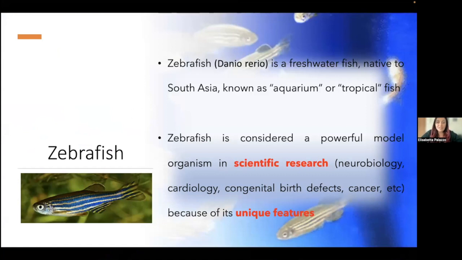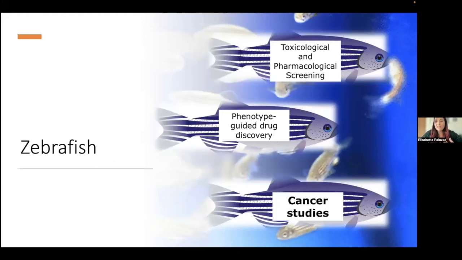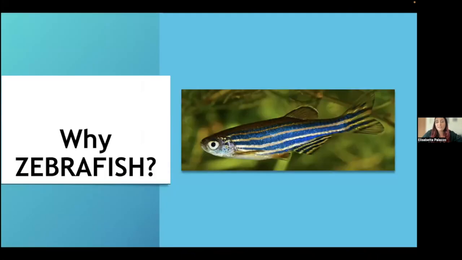But in recent years, it has come to be considered a really powerful model organism in scientific research. Let's think about the fields of neurobiology, cardiology, congenital birth defects, and cancer. This is because of its unique features. These features allow researchers to use it as a model organism for toxicological and pharmacological screening, for what is called phenotype-guided drug discovery, and for cancer study.